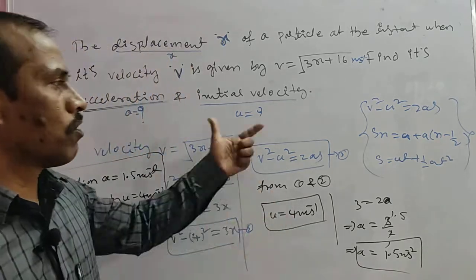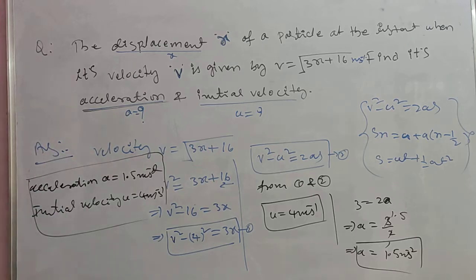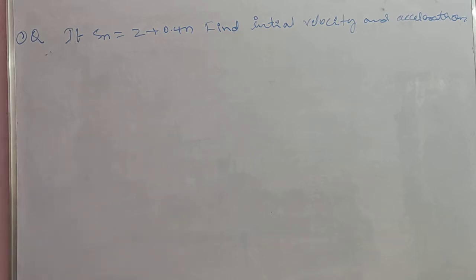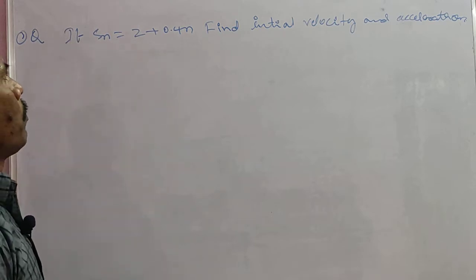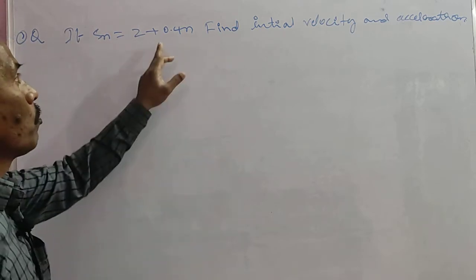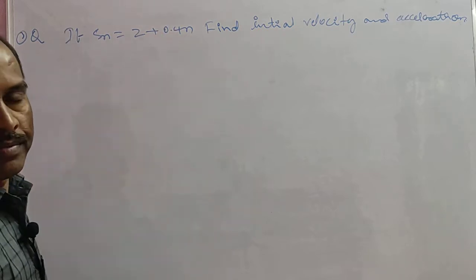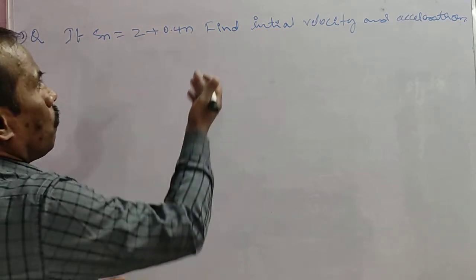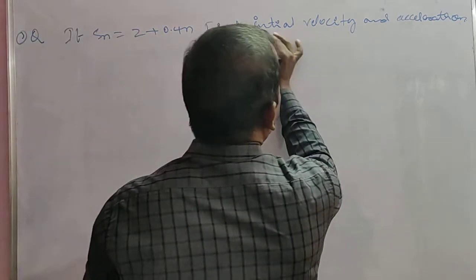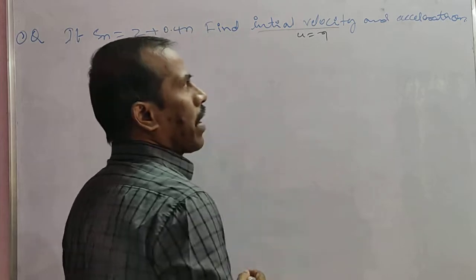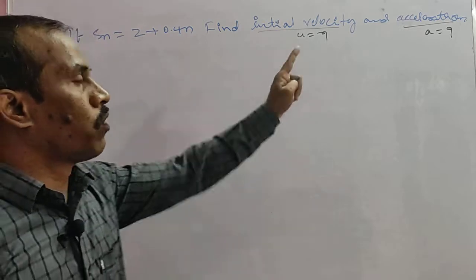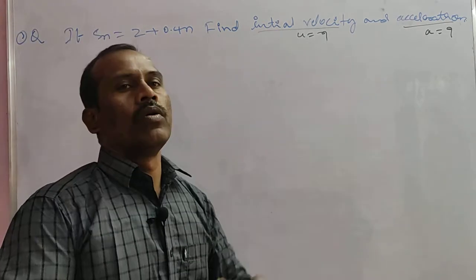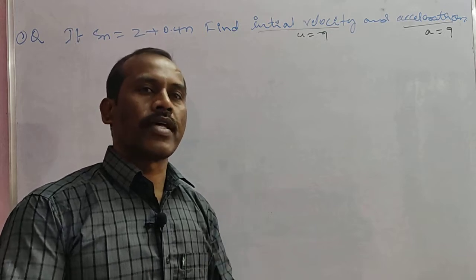Now next problem, note this one first of all. Very simple problem. If Sn is equal to 2 plus 0.4n, where n is the number of seconds, find the initial velocity and acceleration. How to find these two values? The initial velocity of the particle and the acceleration of the particle.